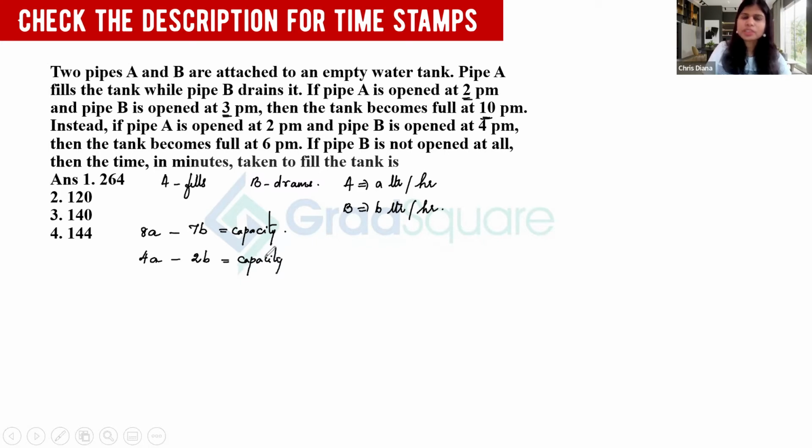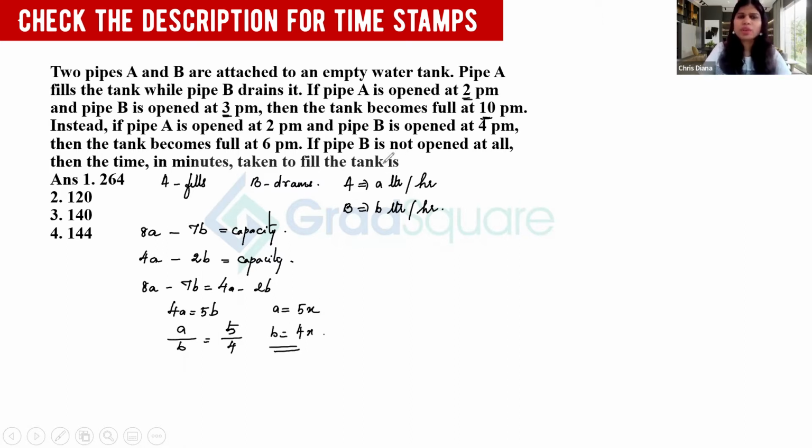Now, both the equations indicate the capacity, so I can easily equate both the equations, from which I can get the relation between A and B. So 8A minus 7B is equal to 4A minus 2B. I'll end up with 4A equals 5B, or I can say A by B is equal to 5 by 4. So from here I can say A is equal to 5x and B is equal to 4x, whatever. Right?